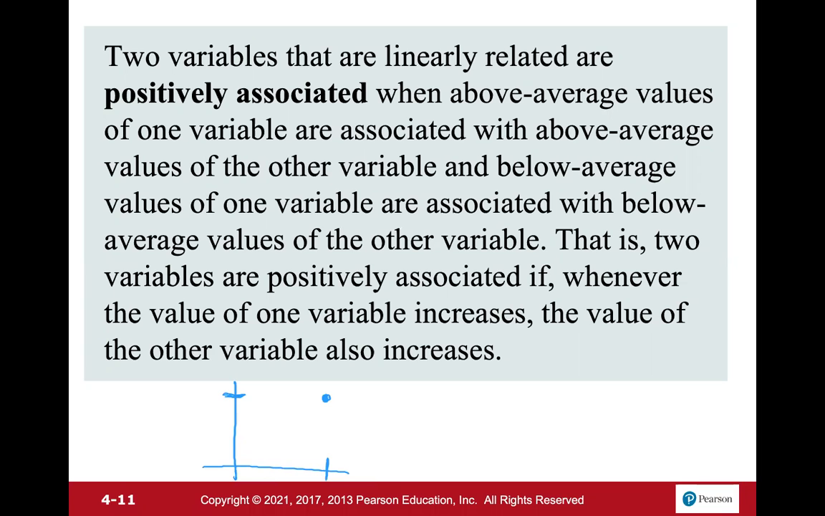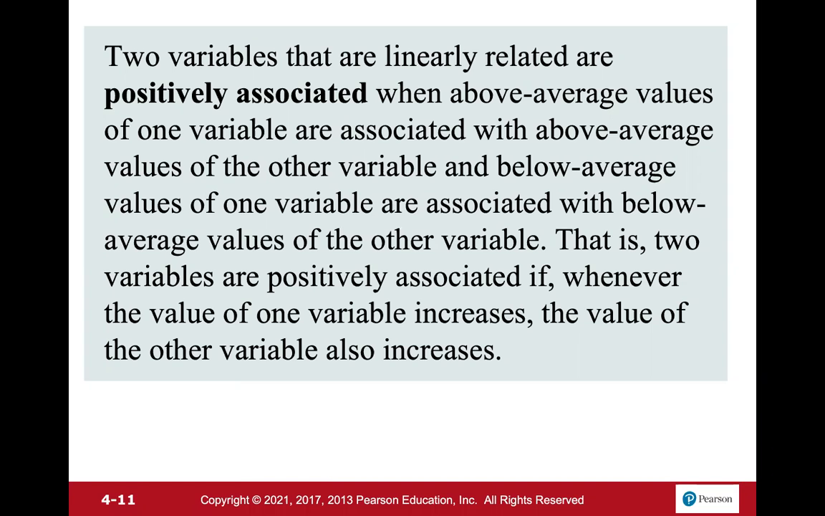And they also mention below average. So I'm going to say this here is going to be considered below average. This here is also going to be considered below average. When we connect those 2 points, they increase from left to right. So that's what this last sentence talks about. So that is, two variables are positively associated if when the value of one variable increases, the value of the other variable increases. So as we move to the right on this graph, notice this here, the response ends up moving upward as well. So we're positively associated if one variable moves up, the other also moves up.